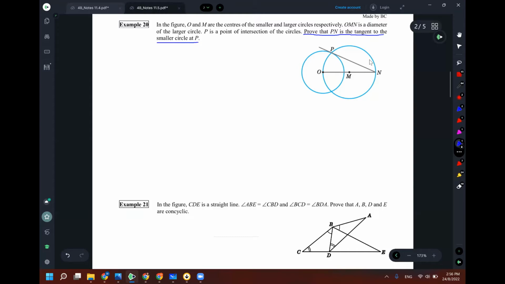Now, so far we have two ways to prove a line is a tangent. One is the converse of tangent perpendicular to radius, and the other one is the converse of angle in the alternate segment. We're going to use the first one. So first we need to join OP.